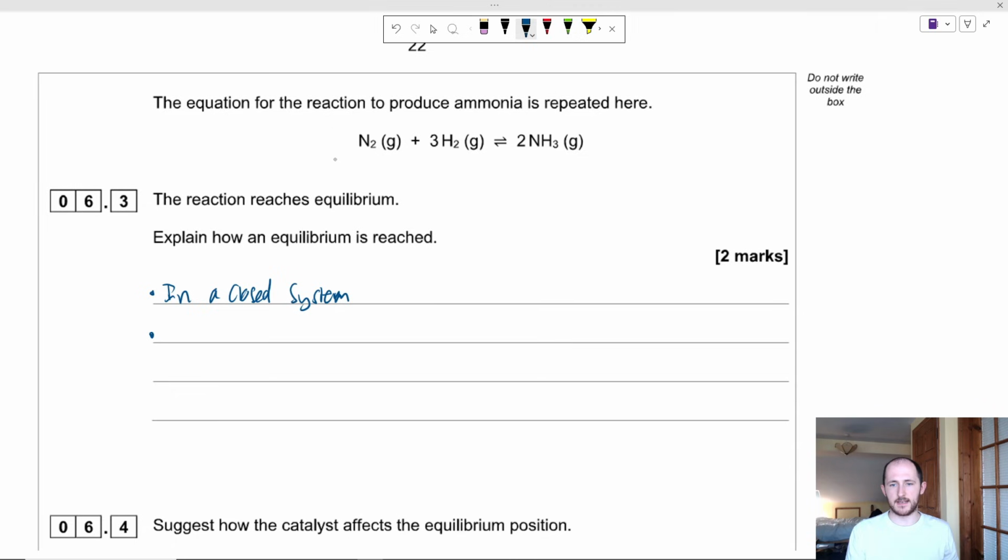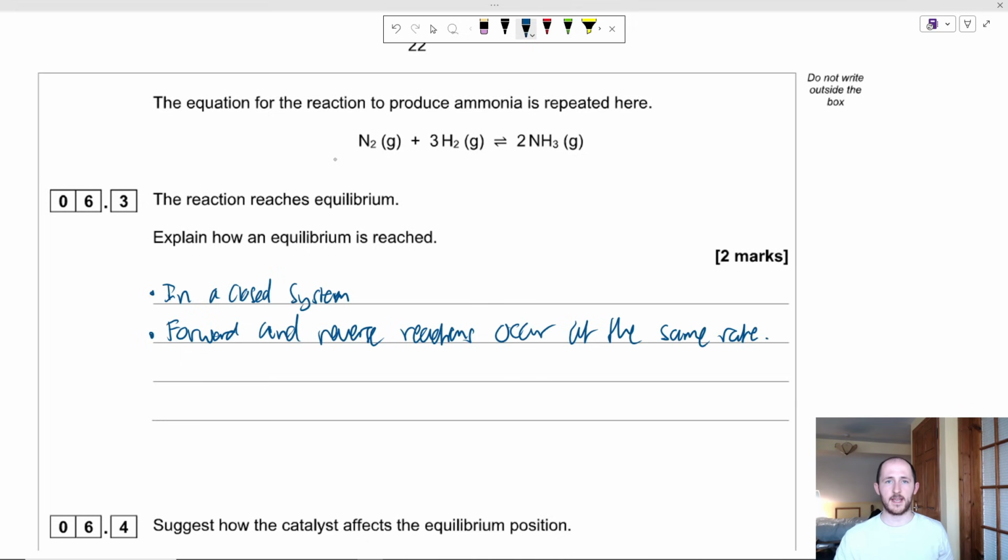And in a closed system, what does it mean? It means that the forward and reverse reactions occur at the same rate. And that's the key thing, the reaction never actually stops. It's just that because they're reacting at the exact same rate, you can't notice any differences. That's the key point there. So they still occur, it's just that they occur at the same rate.